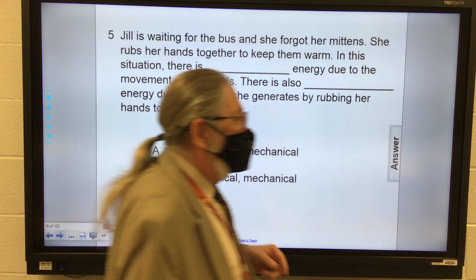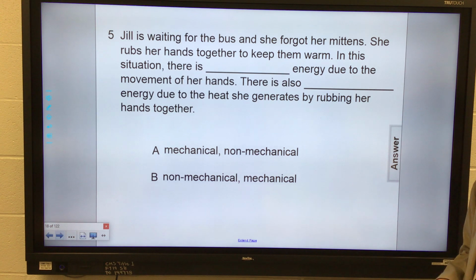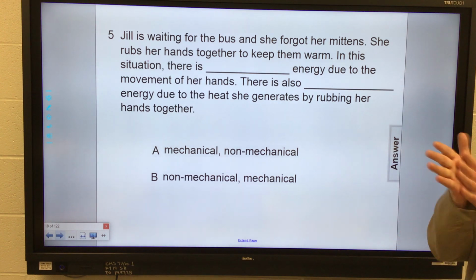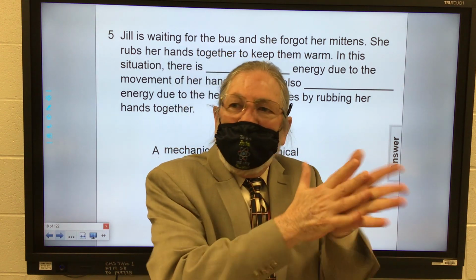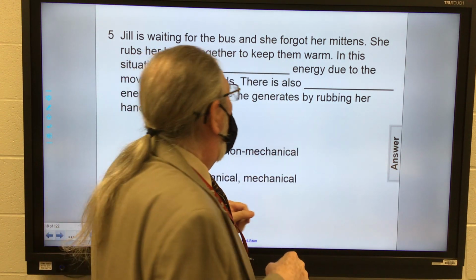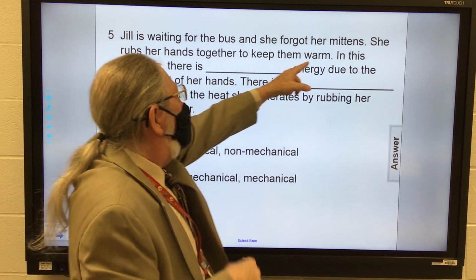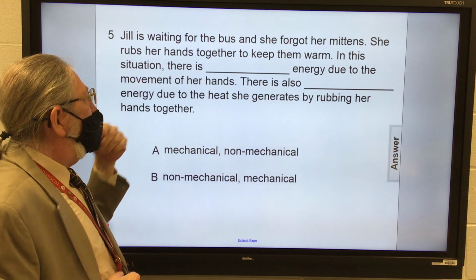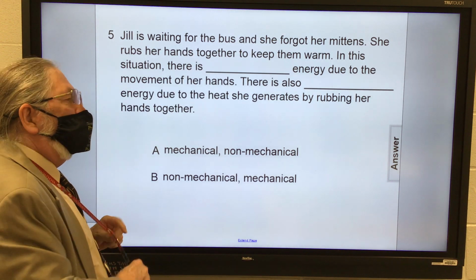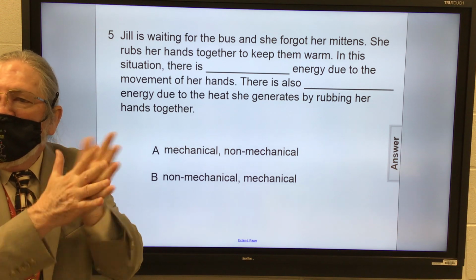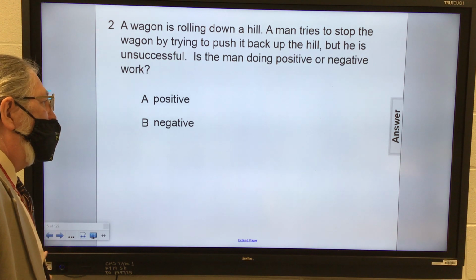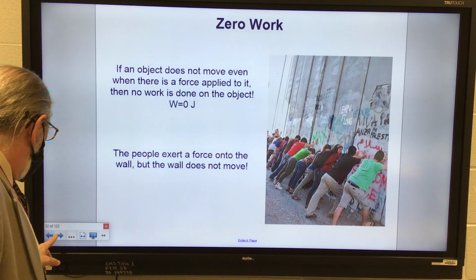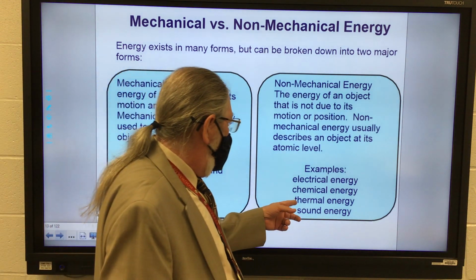Okay, so look here. Jill is waiting for the bus, and she forgets her mittens. So she rubs her hands together. Rub your hands together. What happens when you rub your hands together, even on a cold day? Yeah, they can get really hot, actually. So she rubs her hands together to keep them warm. In this situation, there is what kind of energy due to the movement of her hands? What kind of energy is that? Remember we talked about the different kinds of energy? Let's look and see what energy you think that would be. You can scroll back here. Look here. I'll give you a choice. Would that be thermal energy or chemical energy?